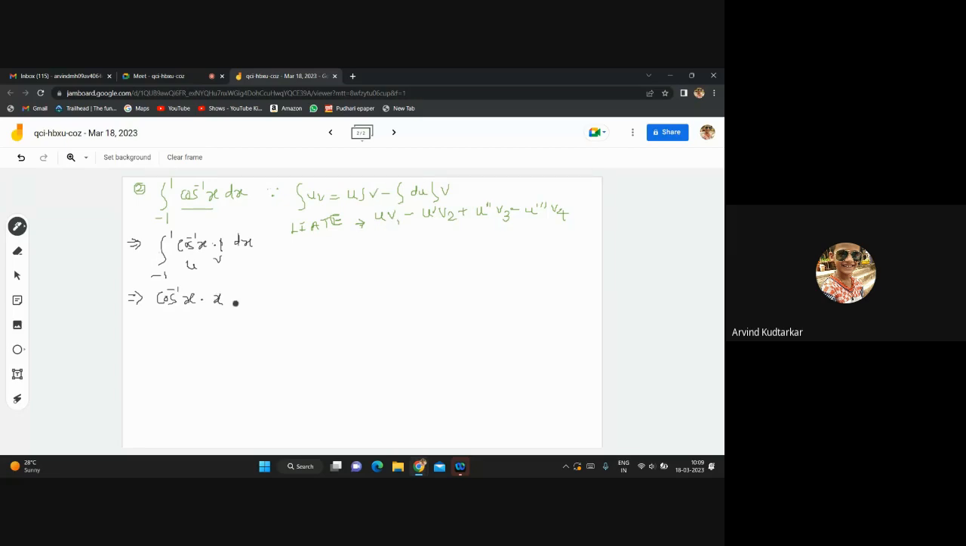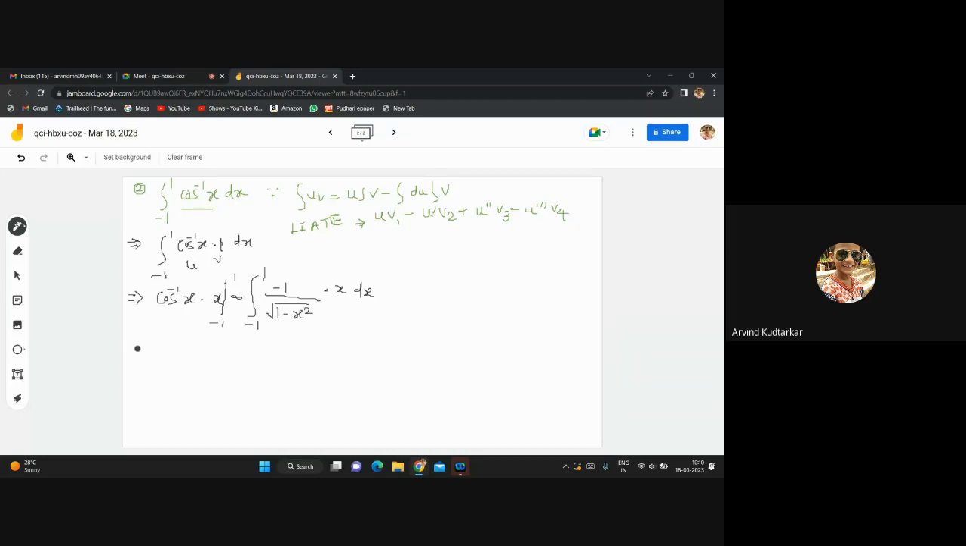Minus integration of the derivative of cos inverse, which is -1 upon root of 1 minus x square. Note that this is the derivative. Into the integration of v, that is 1, what will it be? x into dx. And provide limits to this term and to both the terms, that is, the first term as well as the integral term. So both have the same limits, that is from -1 to +1, here and here also -1 to +1.